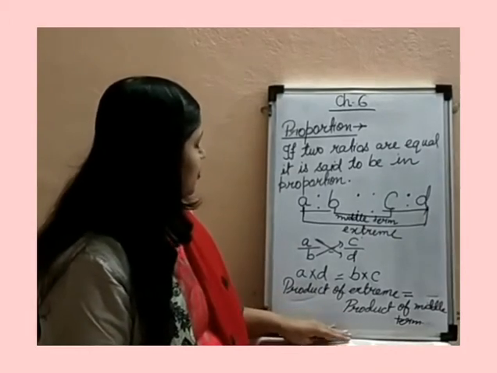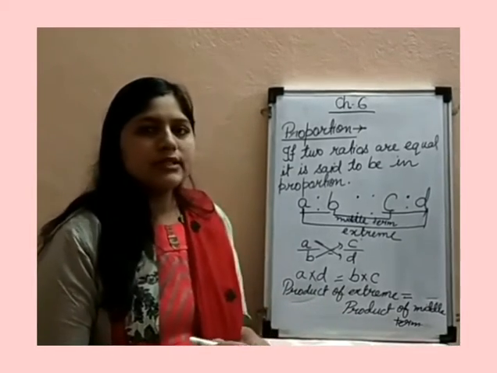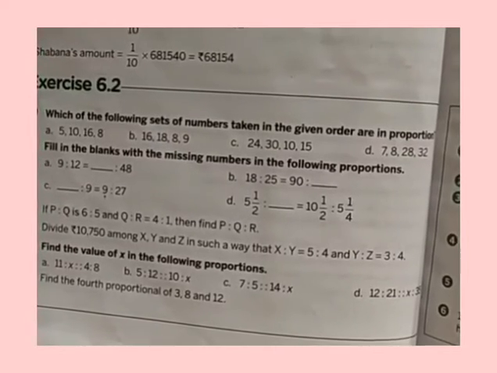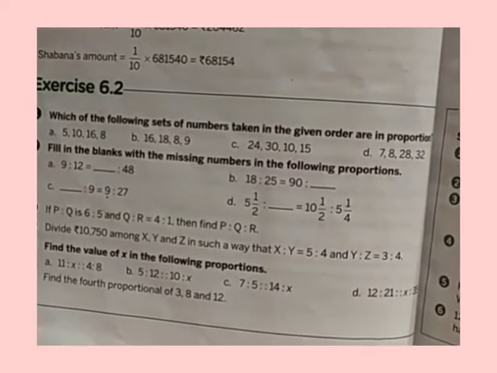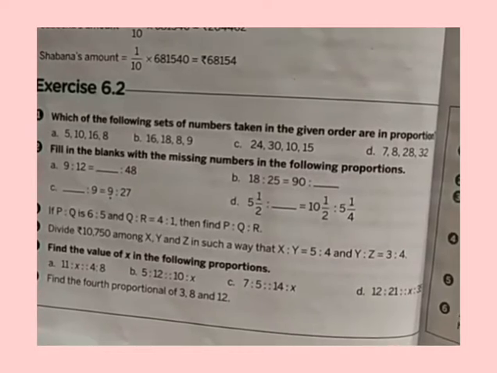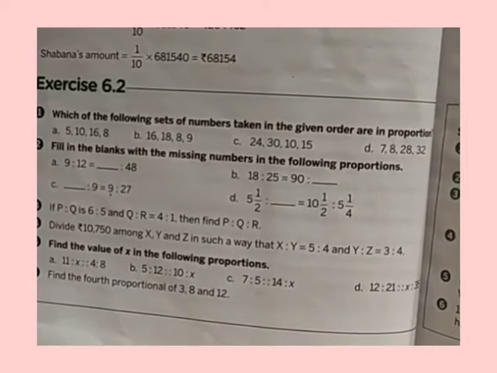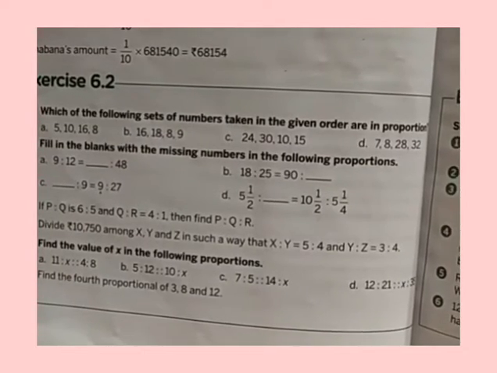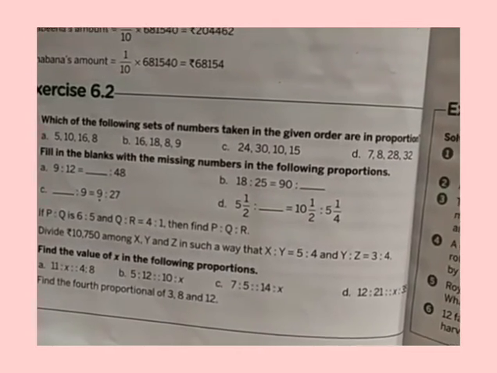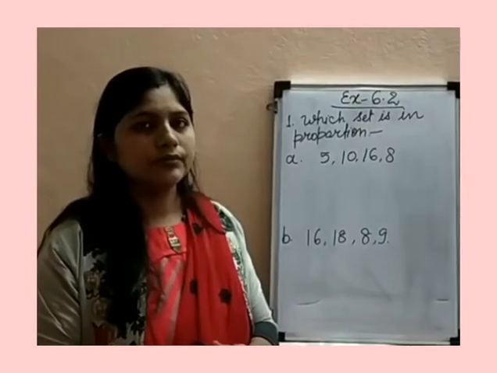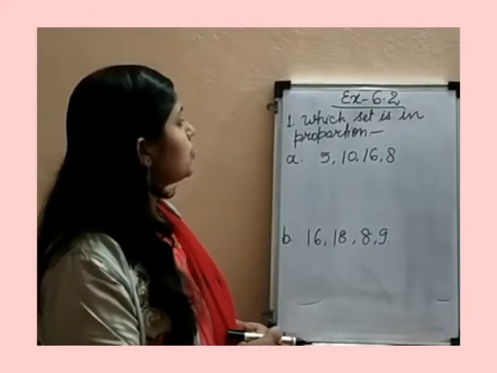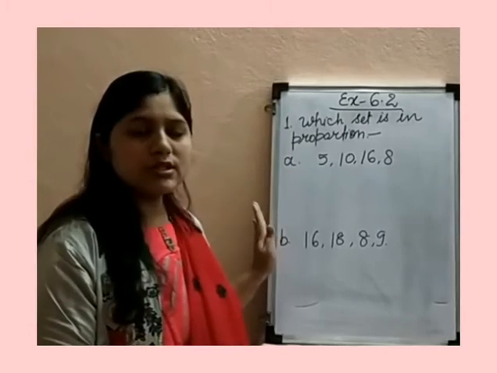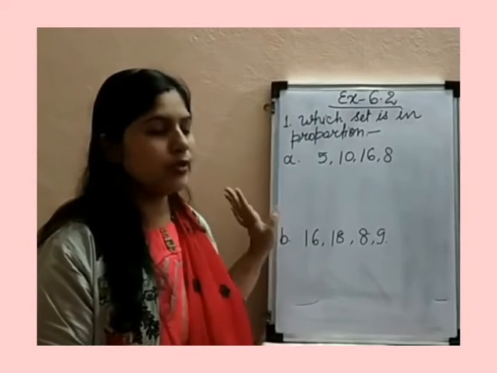Here, clear proportion. Let's do the exercise, that is 6.2. Here is exercise 6.2. So in this exercise, which question has divisions like A, B, C, D? In that question, I'll give you only A and B. Question number 3rd and question number 6th. We are going to start exercise 6.2. The first question is, there are 4 divisions A, B, C, D. I am giving you A and B.